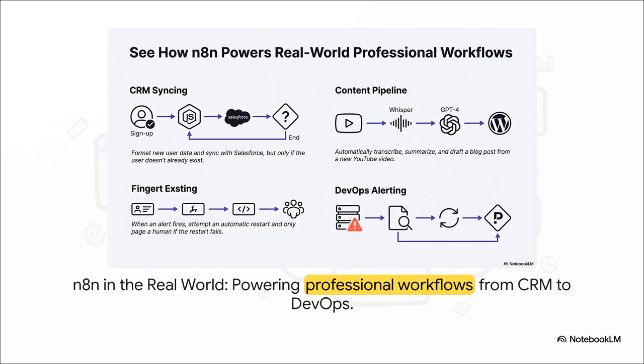So what does this stuff actually look like in practice? Well, here are a few real-world examples. You could build a smart CRM sync that actually checks for duplicates before adding a new contact, or a content pipeline that takes a video, automatically transcribes it, and then drafts a blog post from it. You can even get into really technical stuff, like a DevOps automation that tries to fix a server problem itself before it ever pages a human. This is truly professional-grade automation.